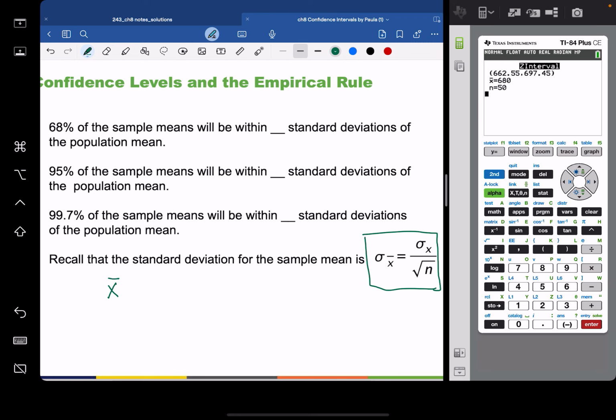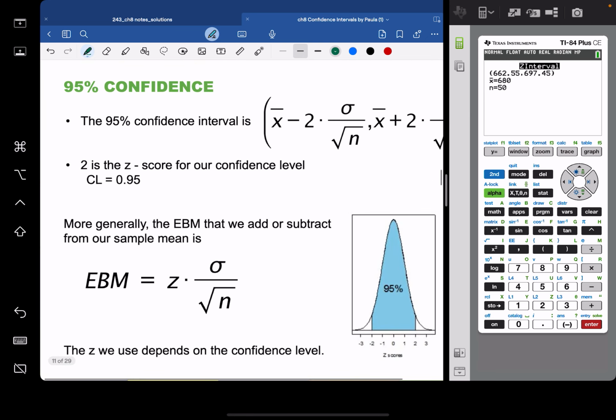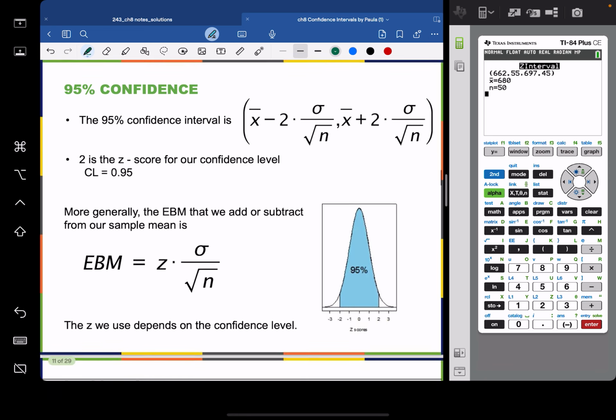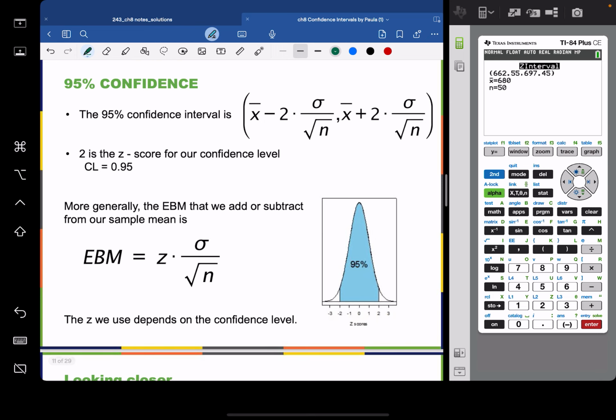68% of the sample means will be within 1 standard deviation of the population mean. 95% will be within 2 standard deviations, and by standard deviation we are referring to this quantity. So the empirical rule is helpful here. And remember that when we say within 1 standard deviation, we're saying z equals 1. Here we're saying z equals 2. Here we're saying z equals 3.